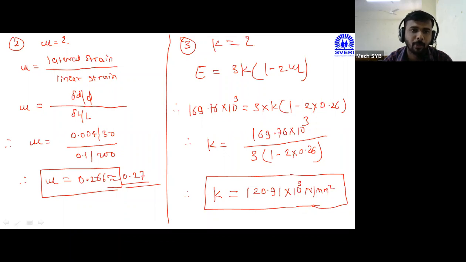For the calculation of mu, how the lateral and linear concept is important and how the figure is important, that understanding is very important. The figure is important because we understand from it in which direction the force acts.